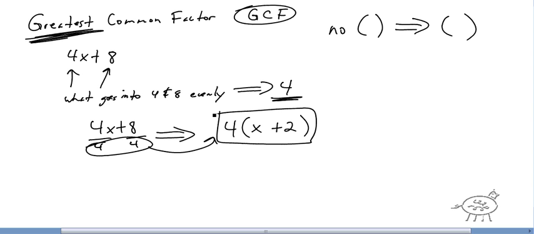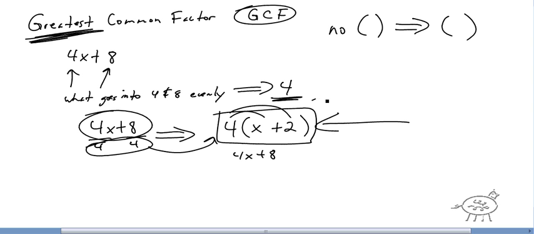So we've gone in reverse. In the last few lessons, given 4 parentheses x plus 2, you would simplify: 4 times x is 4x, and 4 times 2 is 8. But now I'm giving you 4x plus 8, and you are going to factor to give me 4 parentheses x plus 2. Let's try a couple more here. It's really not difficult, you just have to get used to it.